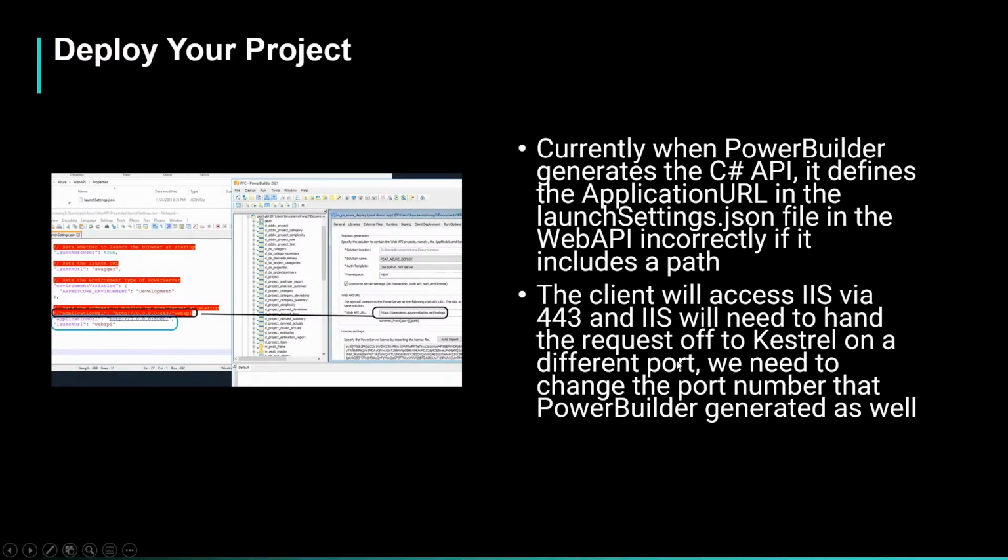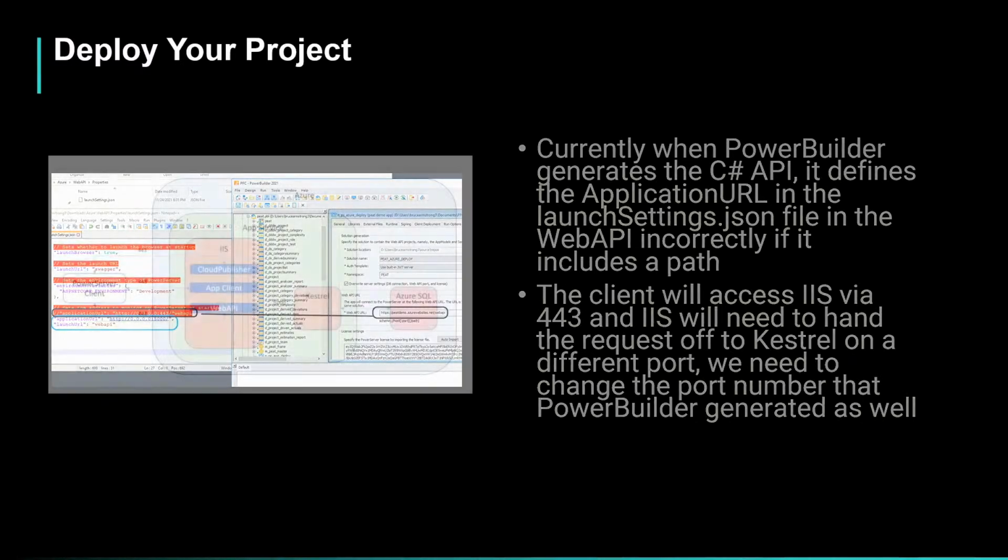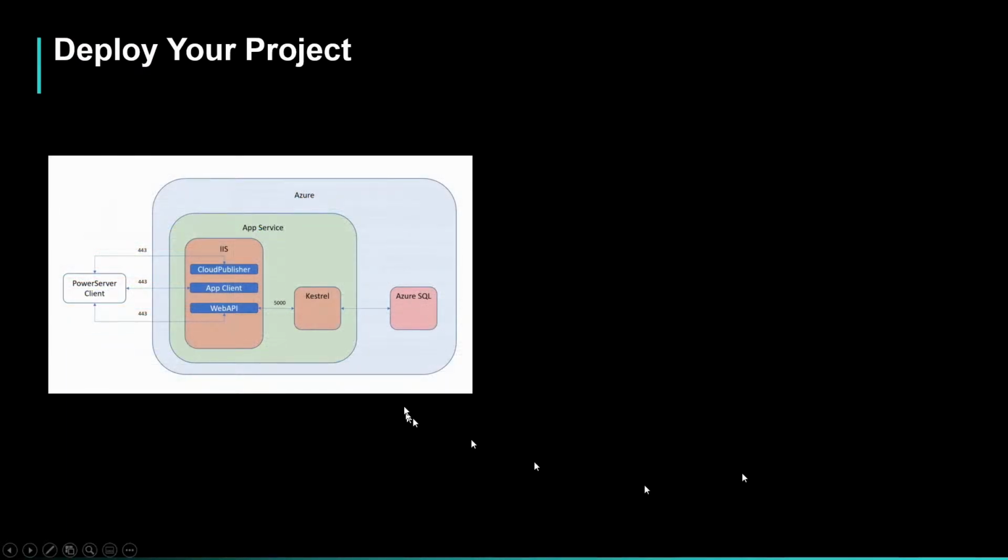So you wonder what happened to that port 5000. Well, what's happening is I'm going to be running this in Kestrel in Azure, but IIS is fronting that. And so what our client is talking to is IIS listening on 443, and then IIS is handing those web requests off to the web API running in Kestrel that's listening on 5000. And so this is kind of what that architecture looks like.